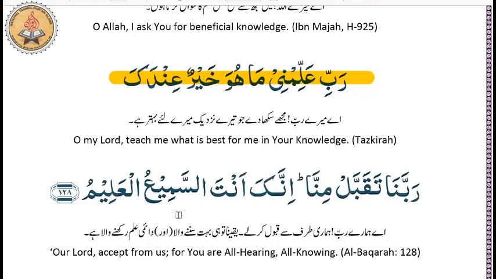Well done, Jazakallah. Thank you very much. And can you please read the translation for me? First, Oh my Lord, teach me what is best for me in your knowledge. And the second one? Our Lord, accept from us, for you are all hearing, all knowing. Excellent, Jazakallah. Thank you very much. And you're A5121, yes? Yes. Okay, Jazakallah.